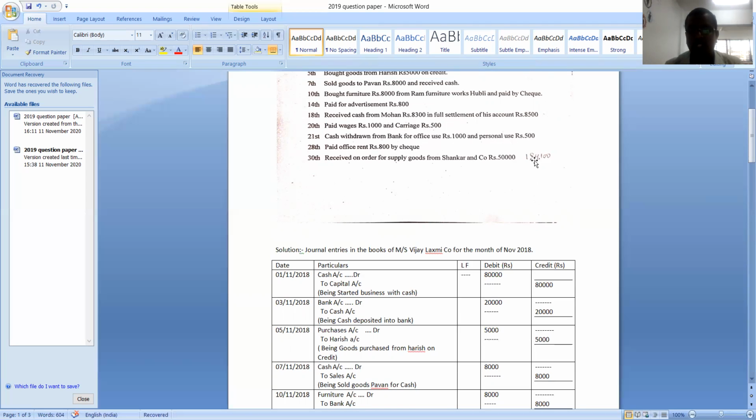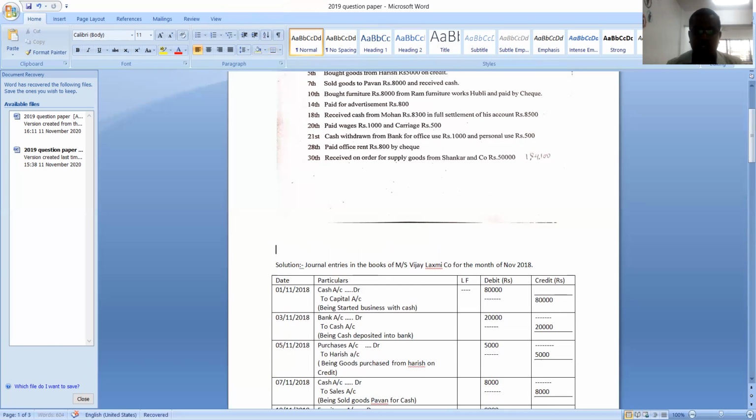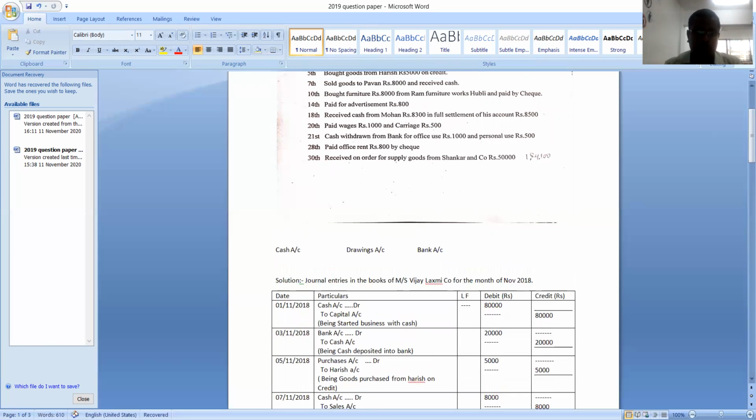Personal use indicates which account? It indicates drawings account. Cash withdrawn from bank for office use rupees 1,000. So here, in case of office use, cash comes into the business, so cash account is one account. And another one is for personal use, which is drawings account. The next account is bank account. Like this, three accounts will come.